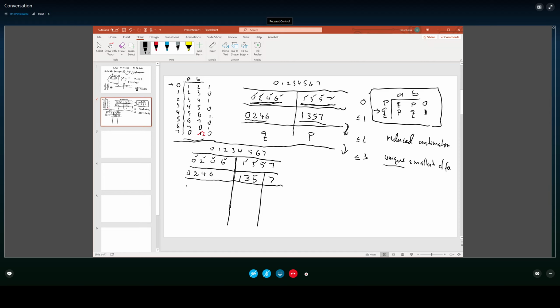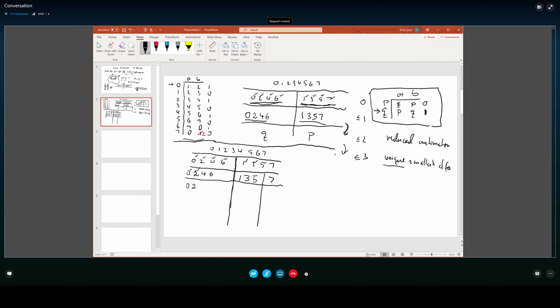Well, let's take 0 again. And 0 and 2 is 1 and 3 under A. 1 and 3 are together. And under B is 2 and 4. 2 and 4 are together. So that's okay. We always look at the last completed equivalence class, the last completed row. So 0 and 2 cannot be differentiated at this point. 2 and 4. 2 and 4 is 3 and 5. They're together.